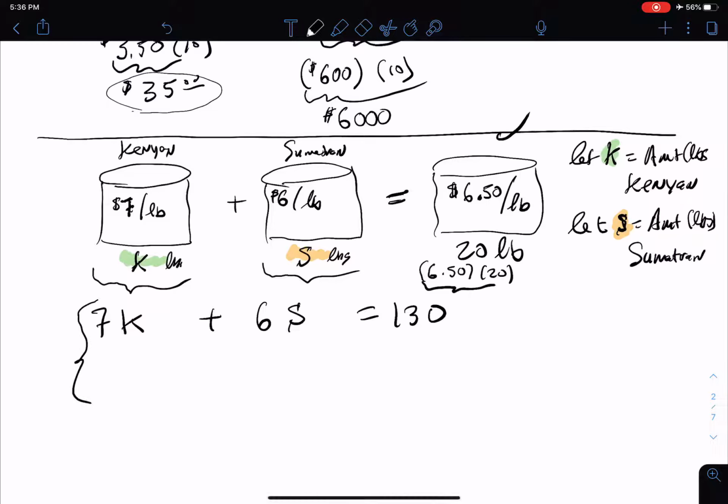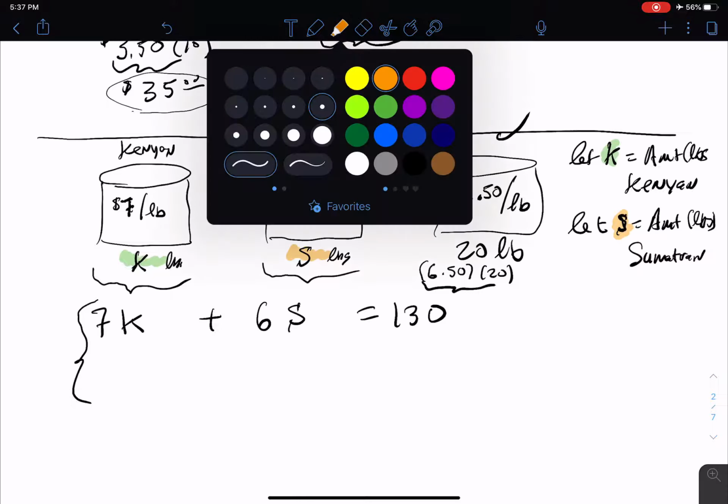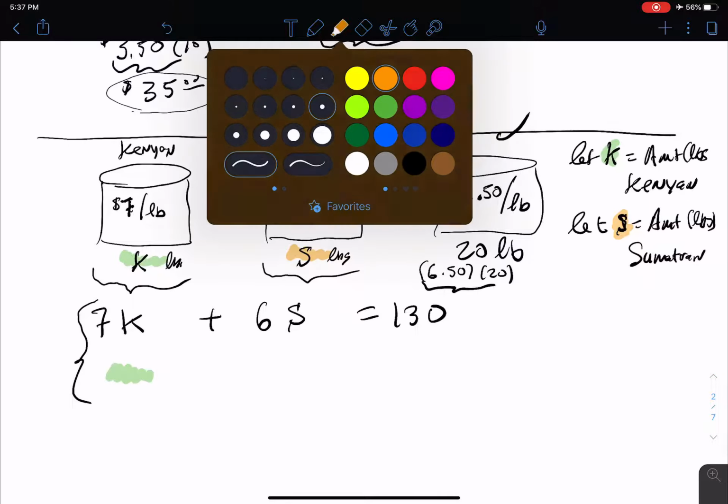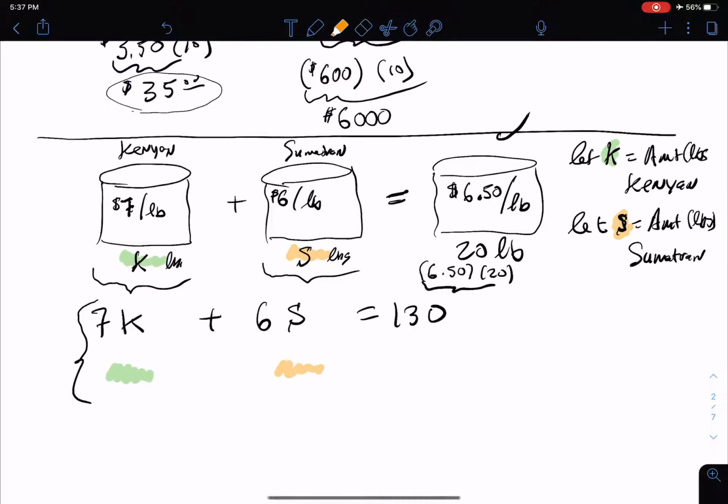Remember that when you have two variables, you need to have two equations so you can solve it by either what? Elimination, addition, or by substitution. Well, the second equation is actually really quite easy because the second equation is just talking about total pounds. And if you're just talking about total pounds, wouldn't it just be the pounds from this guy plus the pounds from this one better equal total pounds? What's total pounds? 20 pounds. So that equation is going to be pretty easy.